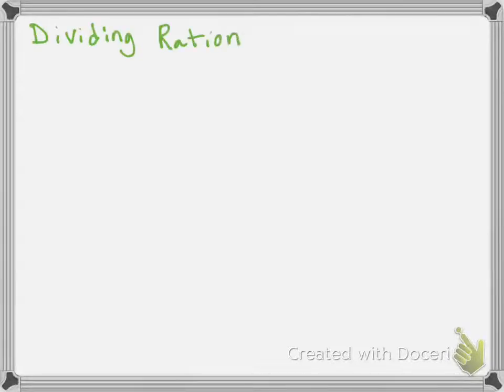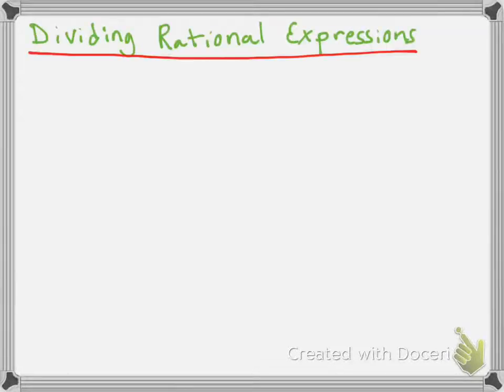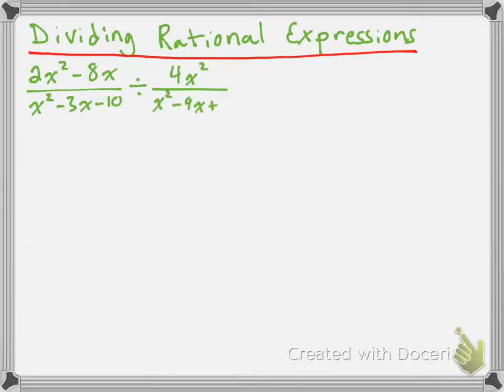Okay, everyone, this is how to divide rational expressions. Let's suppose that we have a rational expression like the following: 2x squared minus 8x over x squared minus 3x minus 10, divided by 4x squared over x squared minus 9x plus 20. Dividing rational expressions is almost exactly the same thing as multiplying rational expressions.